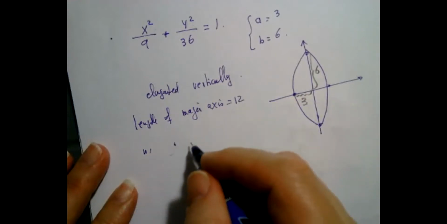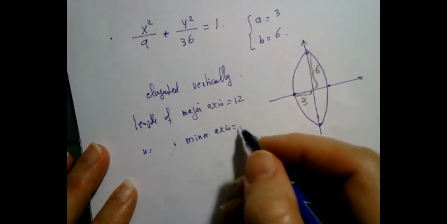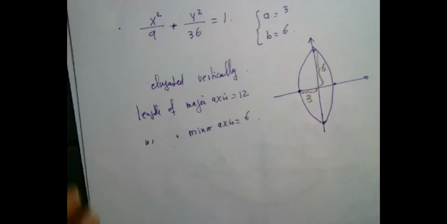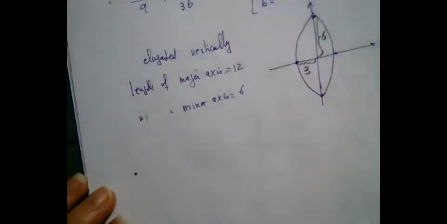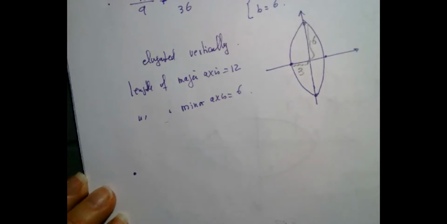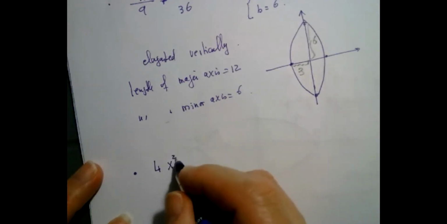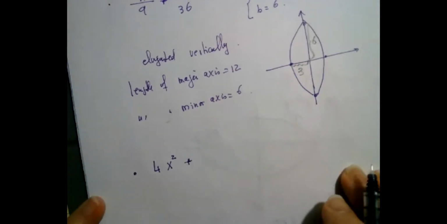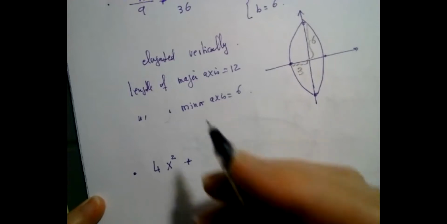And the length of the minor axis is going to be 6. All right. Example number 3, and now I want you to be careful with this example. I'm going to give you an equation that's not quite an ellipse. It's going to look like it, and we're going to rewrite it so it's an honest to goodness ellipse.